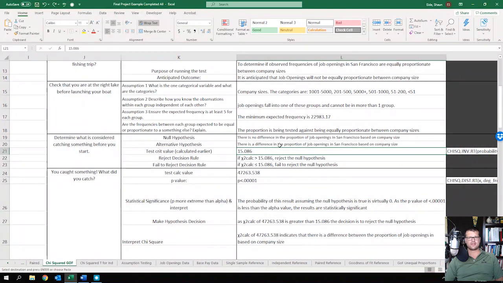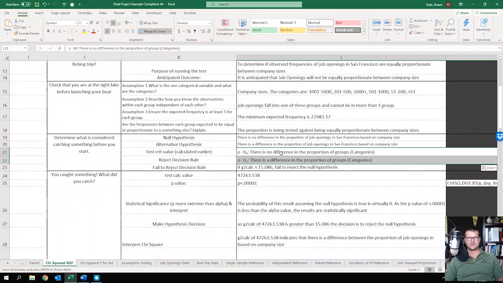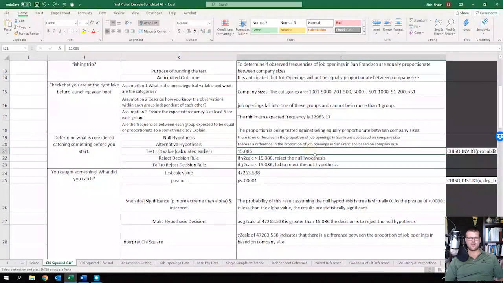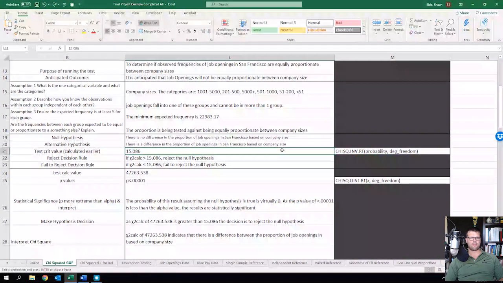So if I were to paste it right here, you'll see there's no difference in the proportion of groups. There's no difference in the proportion of job openings in San Francisco based on company size. There is a difference in the proportion of groups. And so there is a difference in the proportion of job openings based on company size. So basically, I already have it there for you. Just modify it for your use.